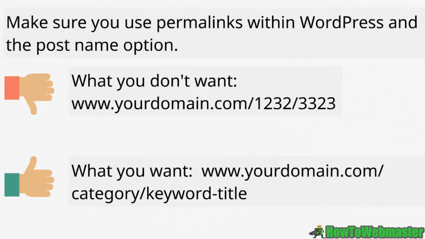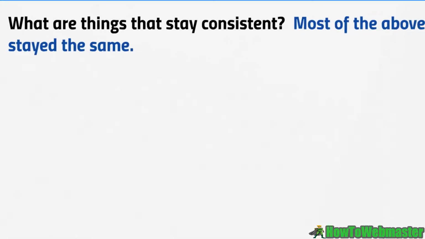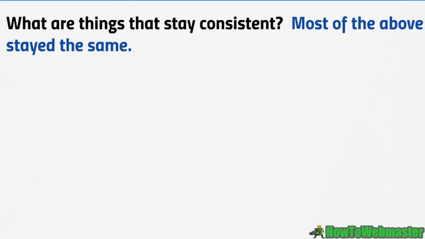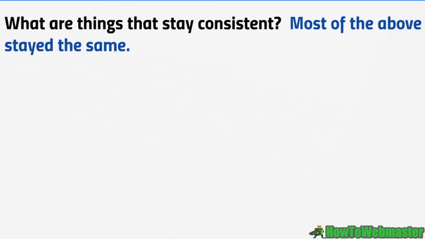So domain, try to stick with a brand name, and then choose the post name option within WordPress. So what are things that stay consistent? And I know this is one of the questions that a lot of people ask, and it is a good question, because what has stayed consistent?